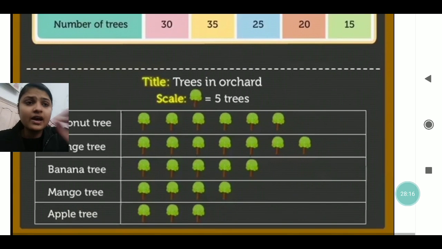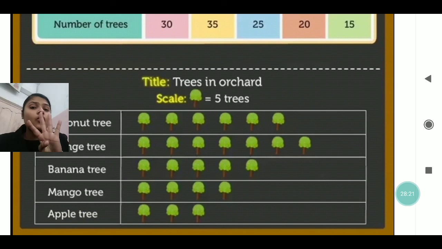In the same way, how many mango trees are there? There are 20 mango trees, so only 4 trees we have to draw. In the same way, how many apple trees are there? 15 apple trees are there, so only 3 trees we have to draw, because one tree equals 5. So if we draw 3, then it equals 15.